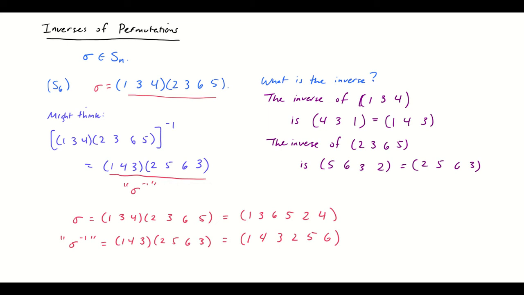All right, so these look like maybe they could be inverses of each other, but wait a minute. I think there may be a problem here. Because here I see 3 going to 6. 3 goes to 6 in sigma, so what should sigma inverse do? It should send 6 back to 3. It does not. It sends 6 to 1. So these are actually not inverses of each other at all.